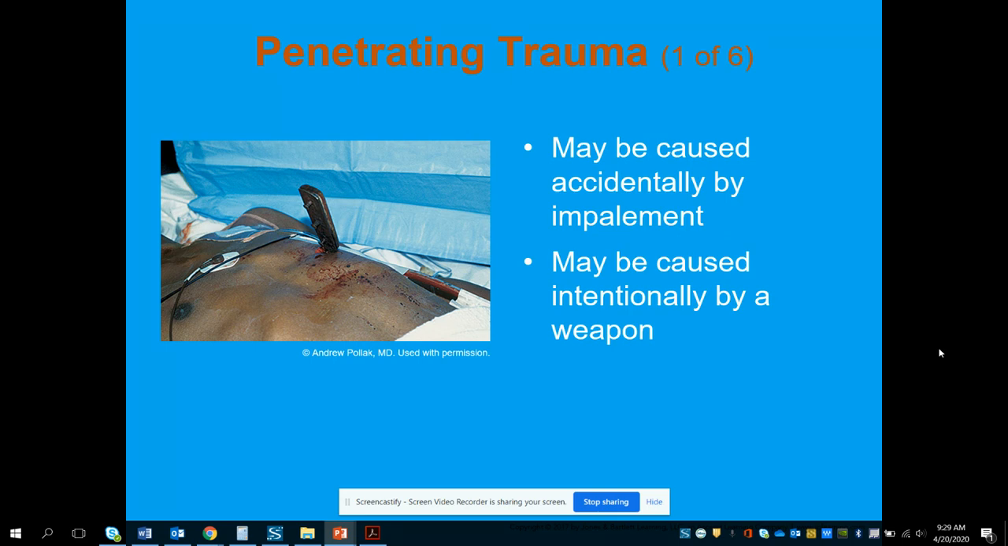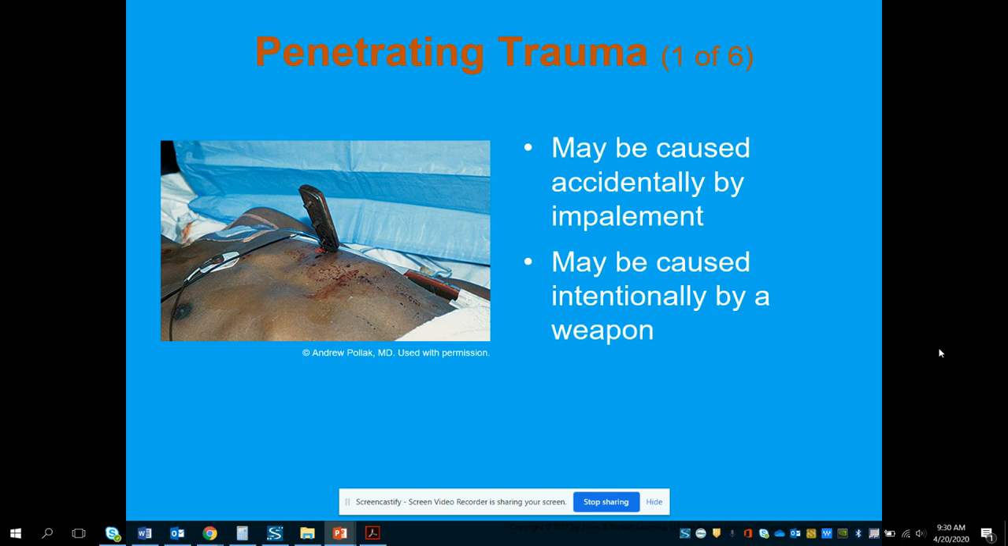Looking at penetrating trauma, this may be caused accidentally by impalement or intentionally by a weapon. What you see here, it's difficult to tell if this is a knife that has some screws sticking out of it, but that object is impaled. We're going to talk about management of impaled objects, but if something is in place like this, there are only 2 times that we should be removing any impaled object: number 1, if it is interfering with airway management, or number 2, if it is preventing CPR.